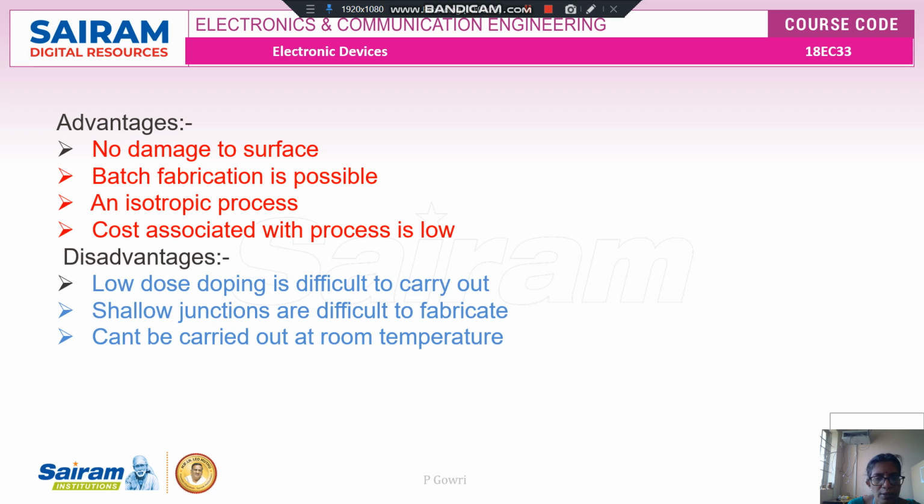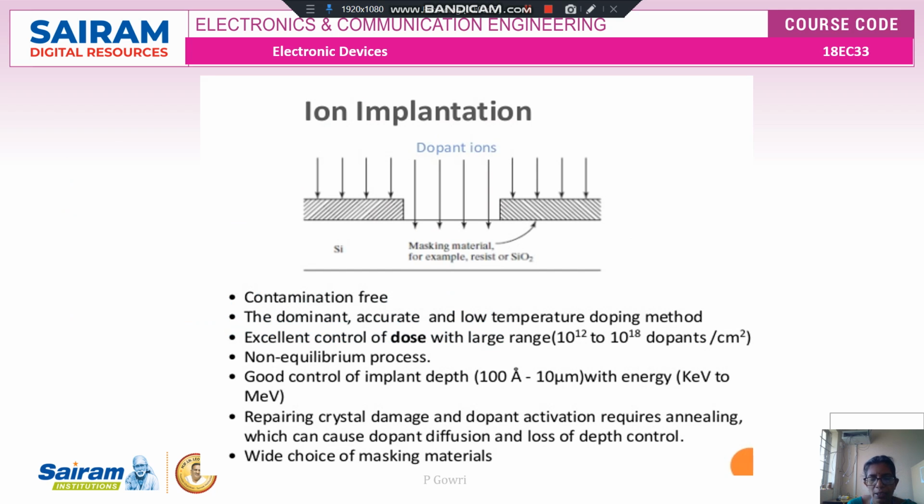To avoid these disadvantages, we go for ion implantation. So, what is ion implantation? It is a contamination-free setup where we have good control of the depth. The depth can be controlled in terms of micrometers, but crystal damage is one of the disadvantages of this process.